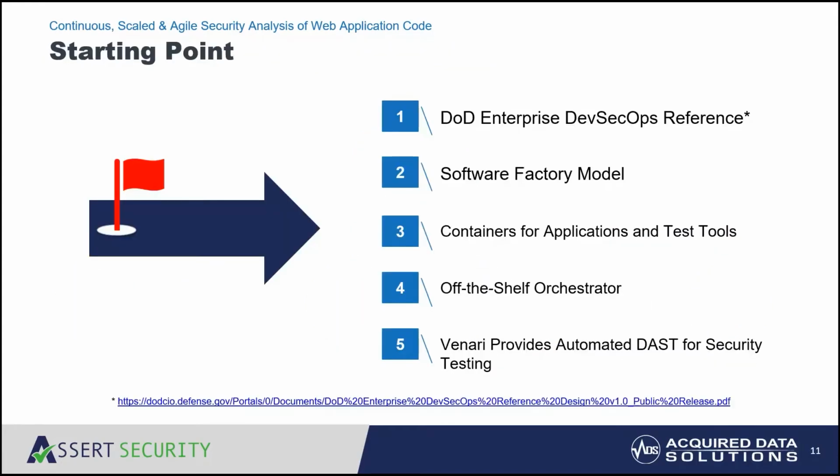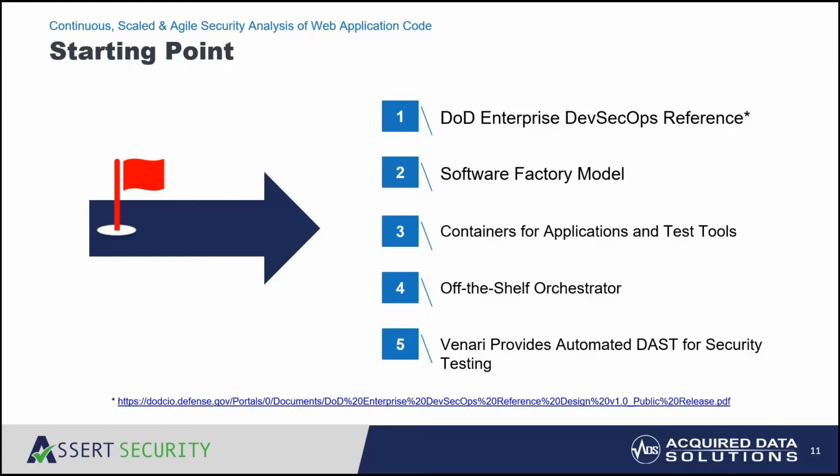A good place to start when gathering information about DevSecOps is the Department of Defense Enterprise DevSecOps Reference Design. This is a really good document. It's a good framework for thinking about distributed security testing and automation. It's got really clean descriptions and nomenclature, and it's a great source for general education on DevSecOps goals, concepts, the vocabulary, and some examples. The key concept that is at the center of it is the software factory model.